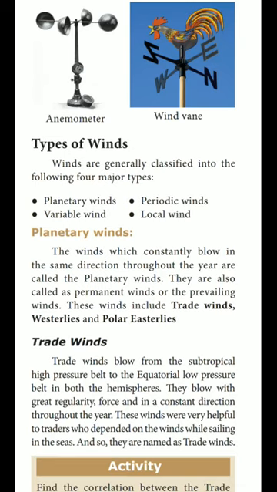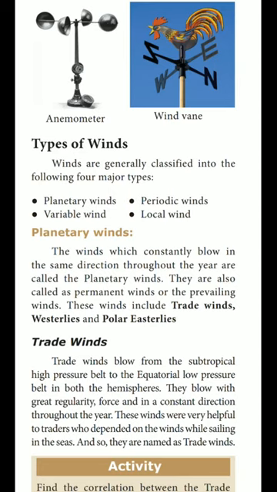Okay, students. So, what do you mean by planetary wind? The winds which constantly blow in the same direction throughout the year are called the planetary winds. So, what is the other name for these planetary winds? They are permanent wind or the prevailing wind. Why is it considered as a permanent wind? Because throughout the year in the same direction it is blowing. Because of that only it is named as permanent wind. Okay. These winds include trade wind, westerlies and polar easterlies.